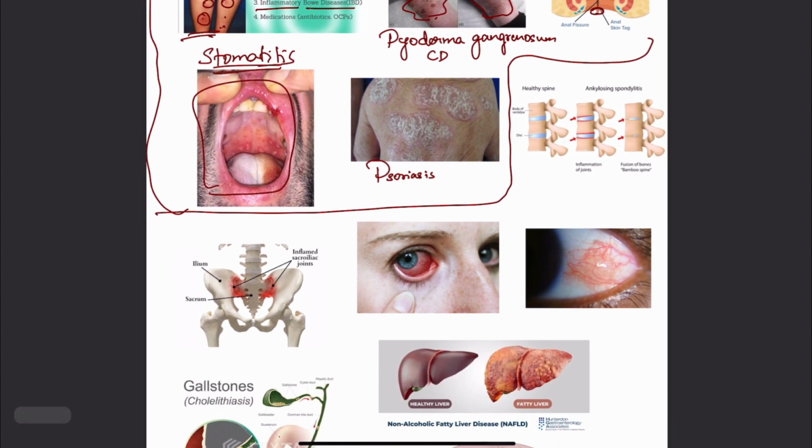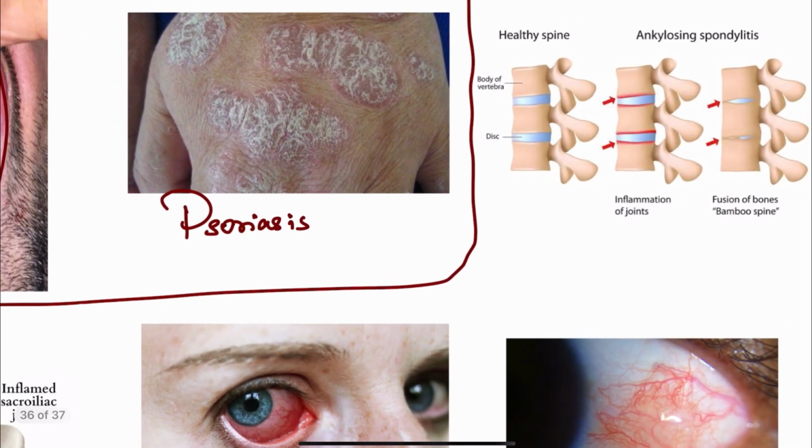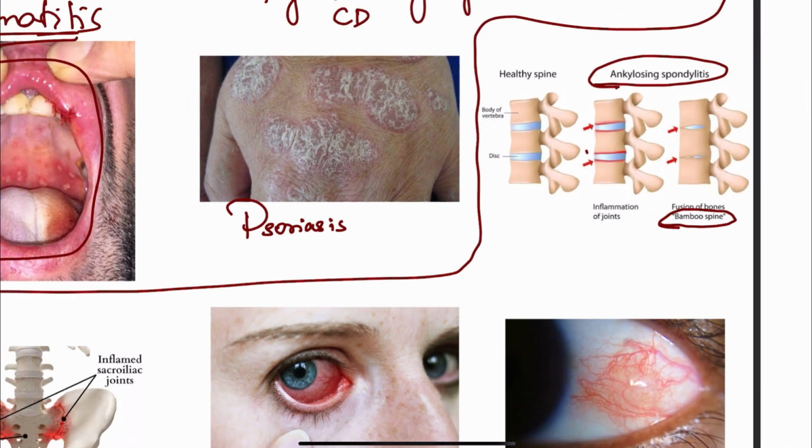What are the rheumatological complications? So we have ankylosing spondylitis. Ankylosing spondylitis, where there will be fusion of the bones, fusion of the vertebrae, causing bamboo spine. So ankylosing spondylitis can happen in case of Crohn's disease. It's an inflammatory disease. There will be inflammation of joints, which will further lead to fusion of the bones.